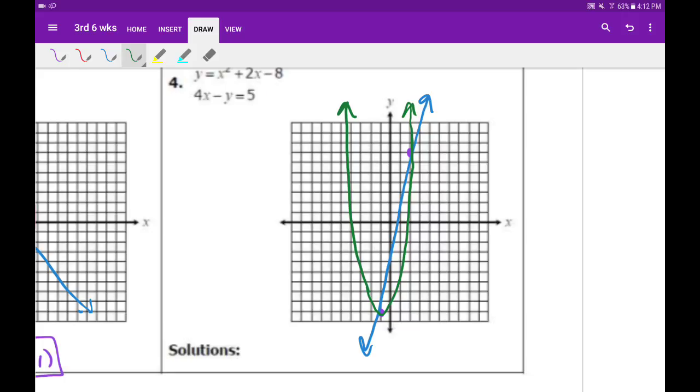Okay, so as I said, these intersection points are key. You just graph the equations in the system and you find their intersections. So here I have one intersection at -1, -9, and 3, 7, and these would be the solutions to this system.